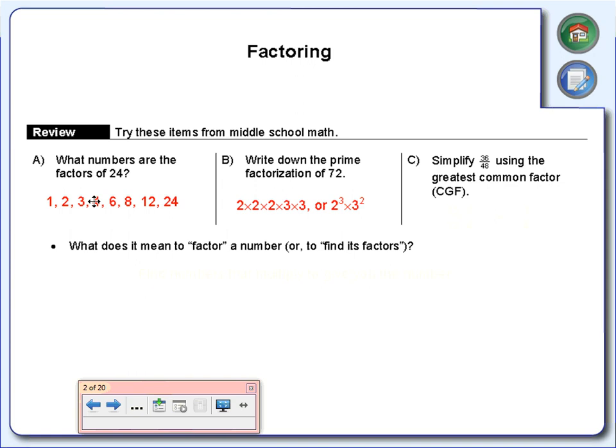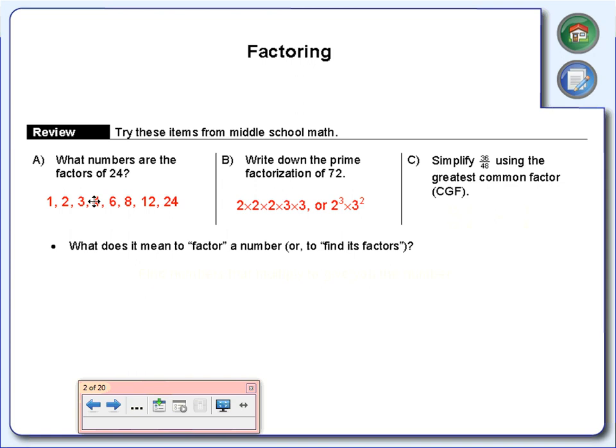Notice all these numbers I have written down are prime numbers. 2 is a prime number, and 3 is a prime number. But rather than writing it as 2 times 2 times 2 times 3 times 3, we can also write it as 2 cubed and 3 squared. It's the same thing. They say exactly the same thing. So these would be the prime factors of the 72.